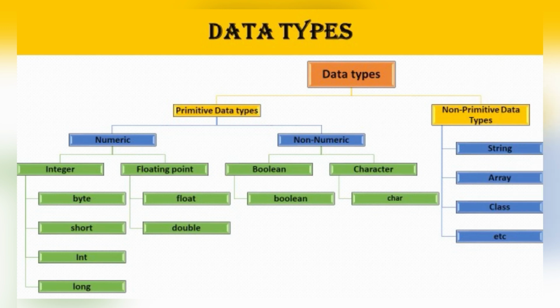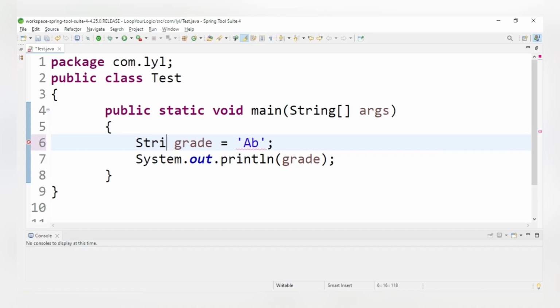Let me start with string. Using the string data type, we can store multiple characters. Generally, it is used to represent a collection of characters. Let me update the data type to string. And one more important thing is, when you are working with a string, you have to surround the value with double quotes. If it is a character, we have to surround the value with single quotes. If it is a string, we have to surround the value with double quotes. In Java, anything enclosed in double quotes is considered a string.